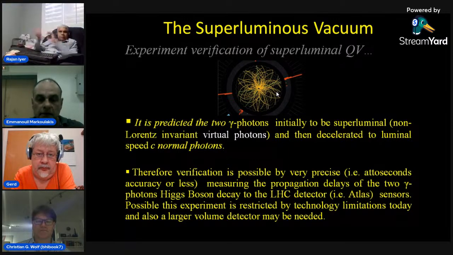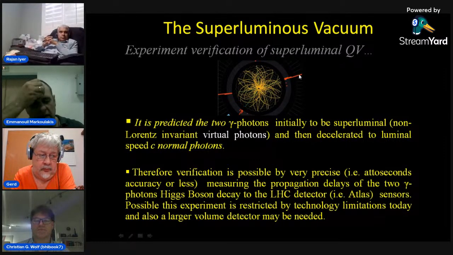Yeah. But of course, maybe this experiment is currently restricted by technology. Maybe we cannot reach the kind of accuracy we need, but we can compensate for that. We can make the detector of a larger radius, so we have enough space to measure the time.